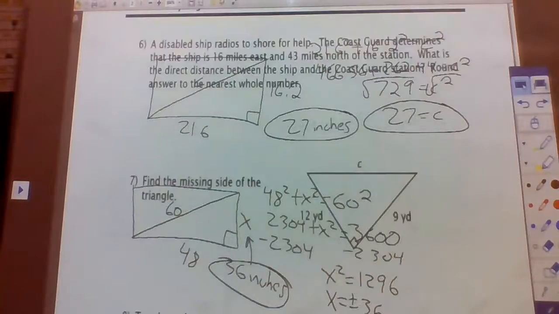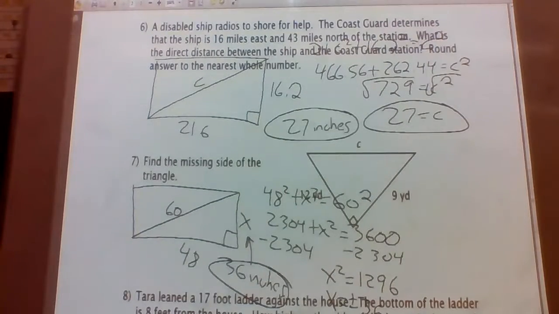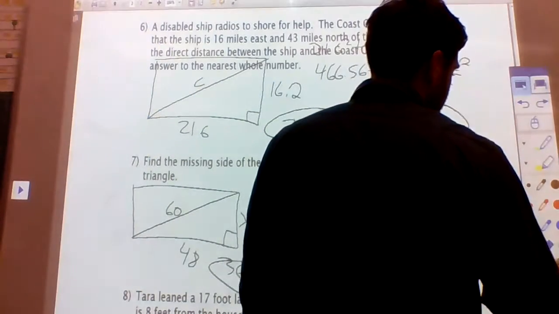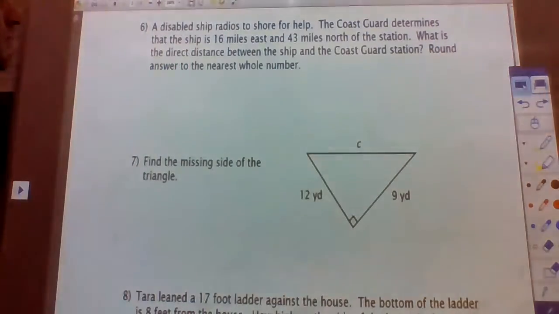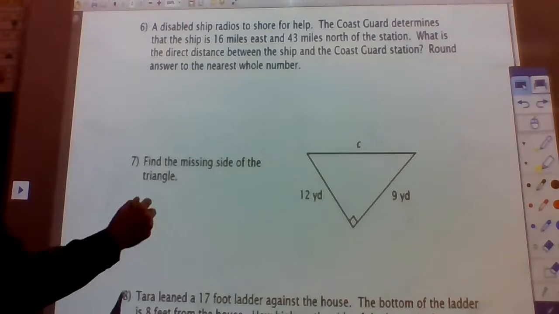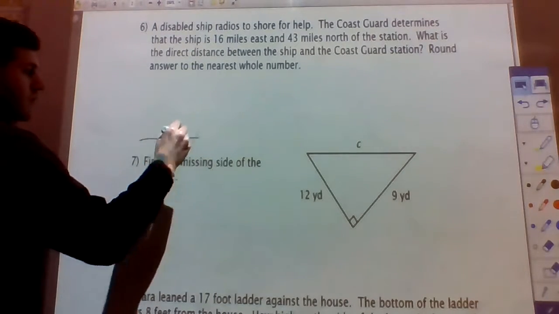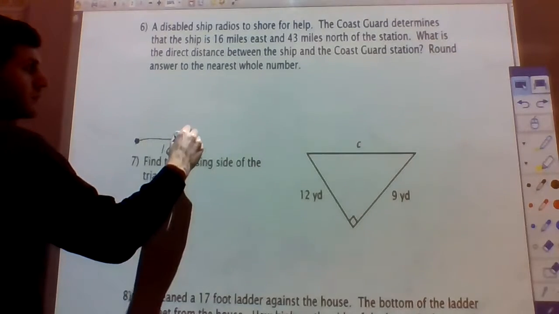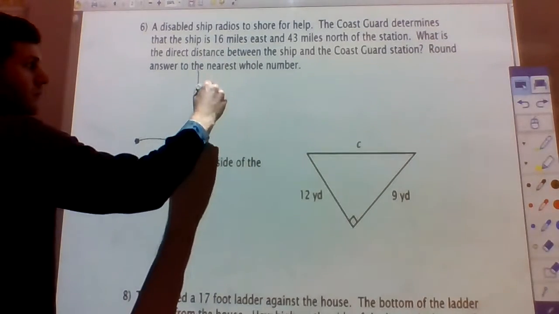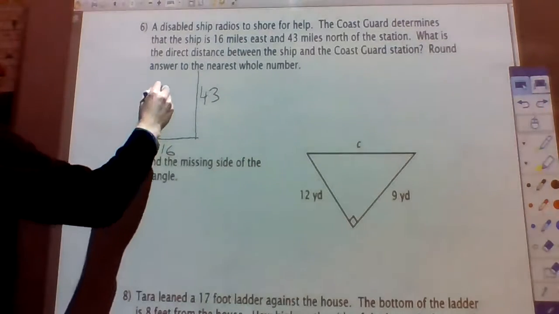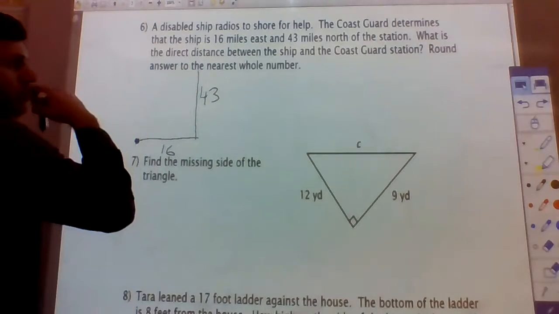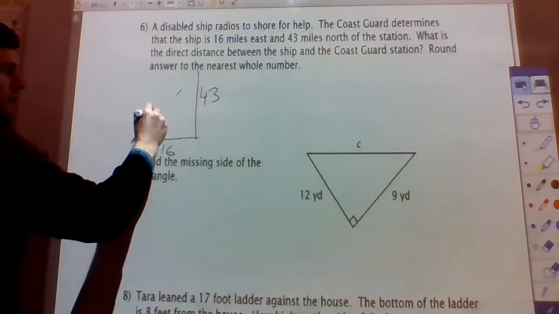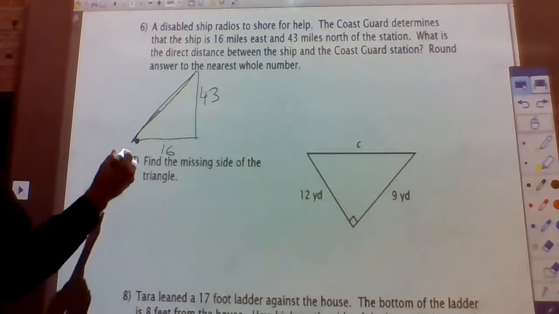Number 6, a disabled ship radios to shore for help. The Coast Guard determines that the ship is 16 miles east and 43 miles north of the station. So here's the station. So we want 16 miles east, 43 miles north. What is the shortest direct distance between the ship and the Coast Guard station? So the shortest distance is going to be right here. That's going to be our hypotenuse.